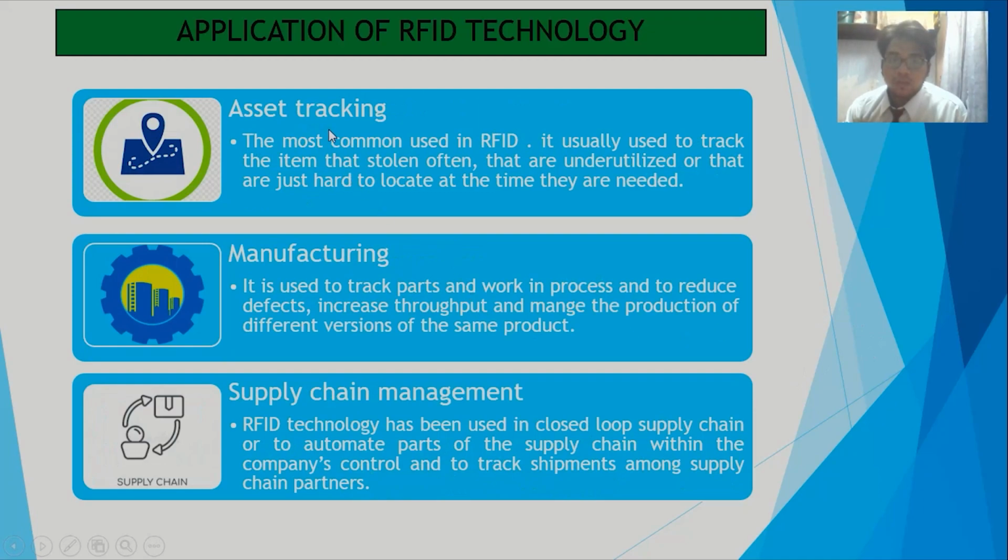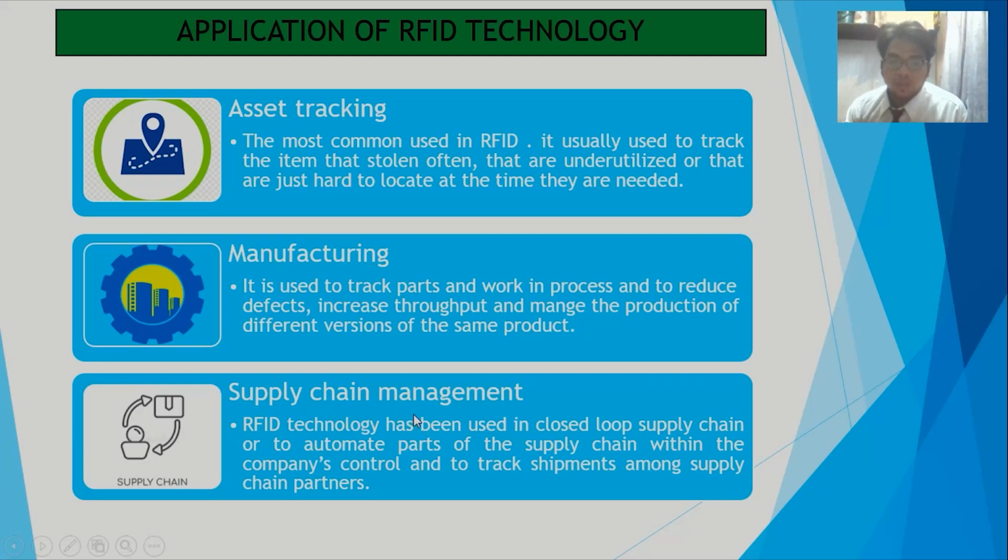Next is asset tracking. It is the most common use in RFID. It is usually used to track items that are stolen often, that are underutilized, or that are just hard to locate at the time they are needed. Next is manufacturing. It is used to track parts and work in process and to reduce defects, increase throughput, and manage the production of different versions of the same product.